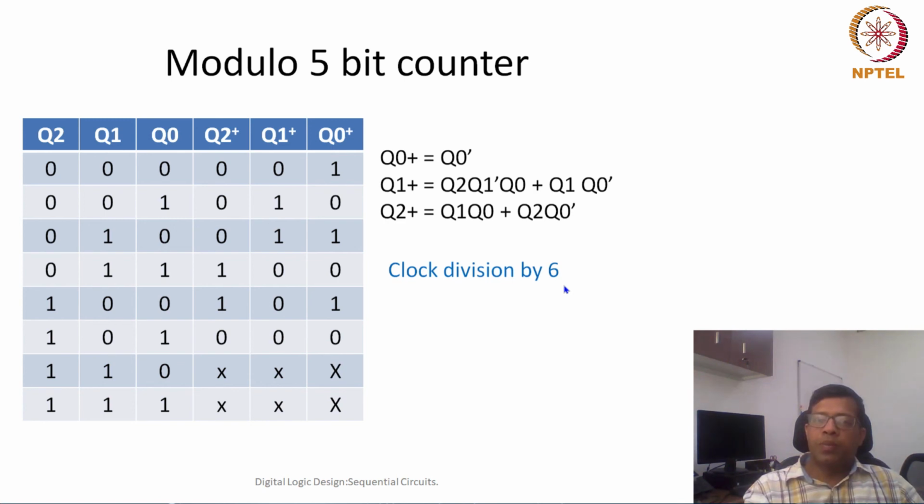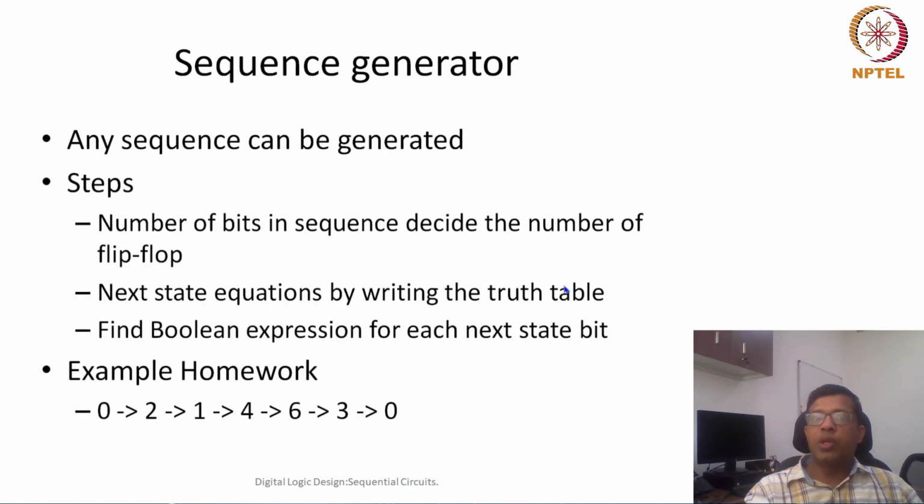Okay, so now one last related application: we can use this particular method to generate any sequence. Let's say this is the example I'm taking. Initially the value is 0, then in the next clock cycle I want to make it 2, and then 1, then 4, then 6, then 3, then 0. And then this can keep on repeating. Similarly, any sequence of numbers that I would like to generate could be generated.